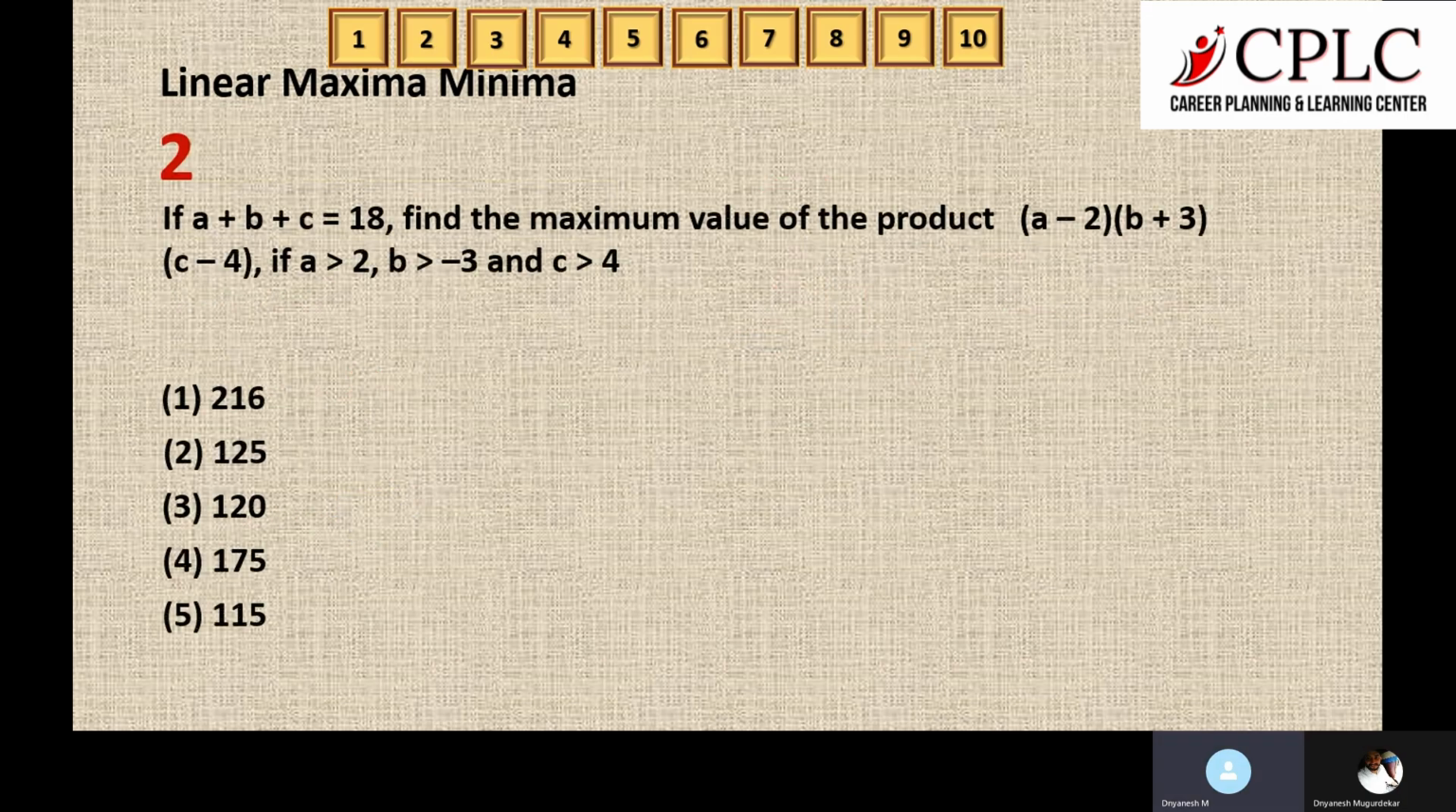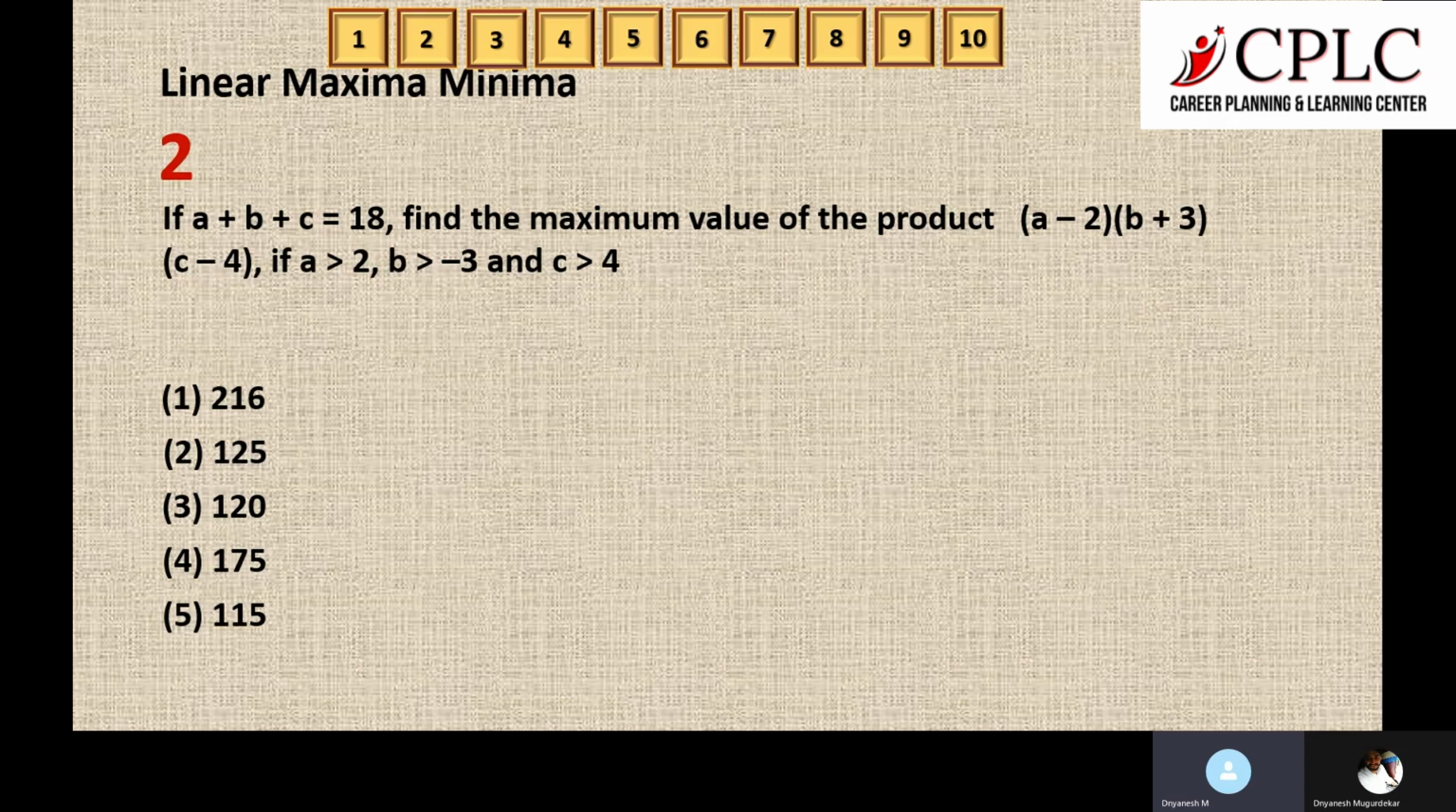Second one: a plus b plus c is 18. Find the maximum value of the product (a minus 2), (b plus 3) and (c minus 4) if a is greater than 2, b is greater than minus 3 and c is greater than 4. So we are not supposed to find the maximum value of the product ABC. Students usually mark 216 as the answer, which is incorrect.